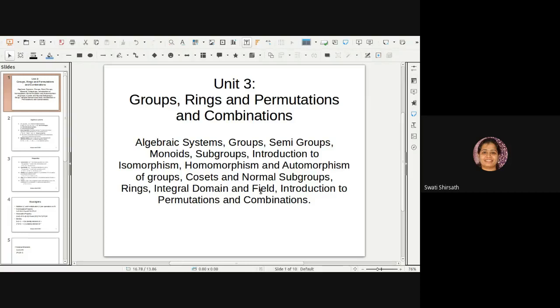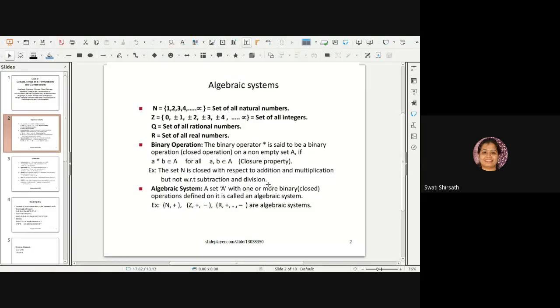and field, and then the permutation combination. So let me give you the introduction to algebraic system.